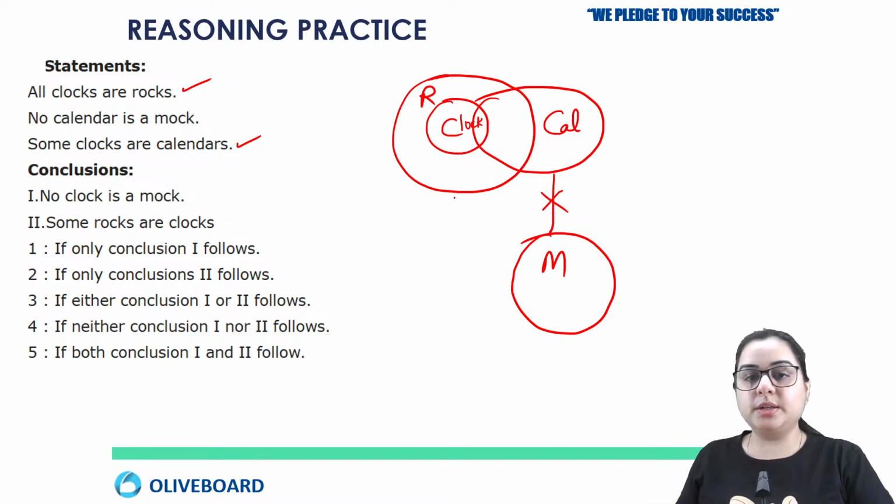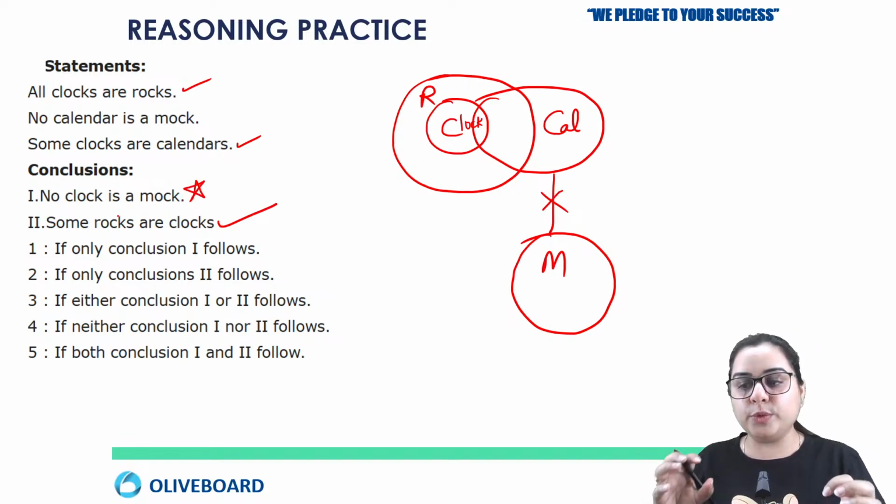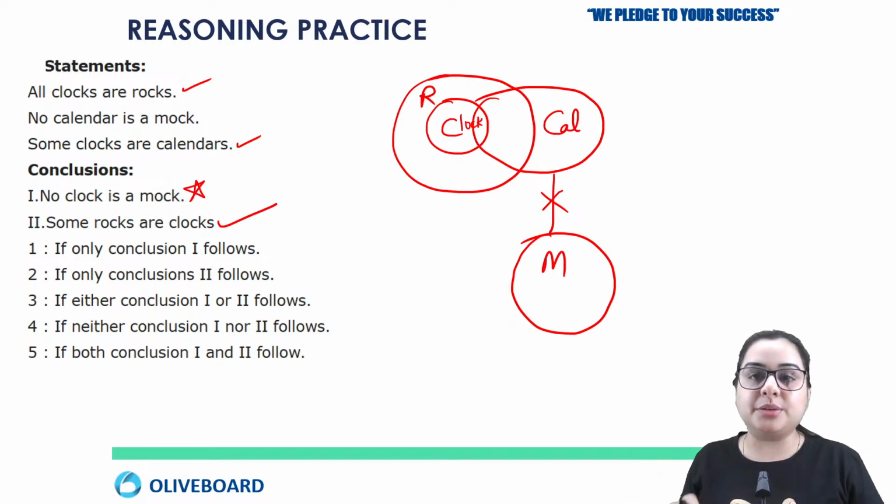Okay, so the first conclusion is no clock is a mock. Now that is the doubtful one, because you can find that clock and mock are two circles which are away from each other. The second one says some rocks are clocks. Now, some rocks are clocks, that's true. So students, the first one is the doubtful conclusion which can be used for marking the either-or.